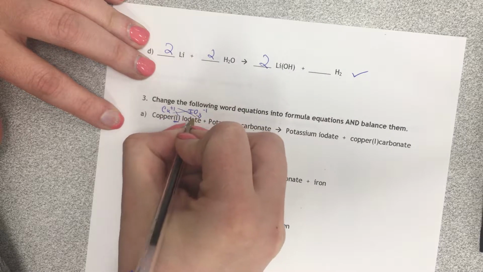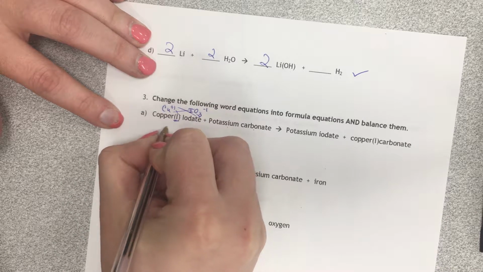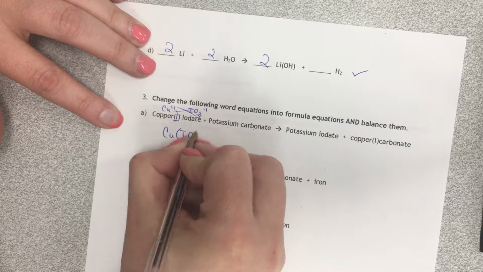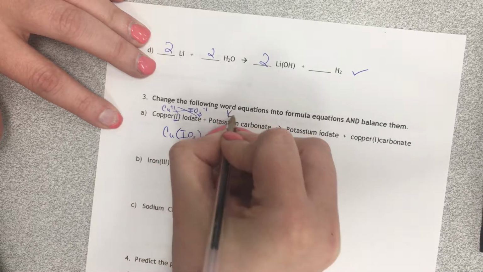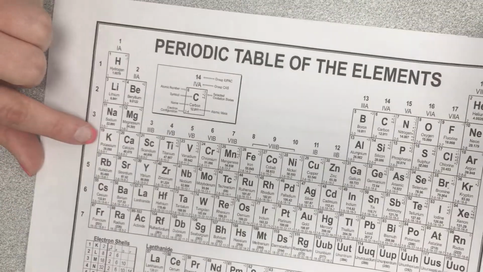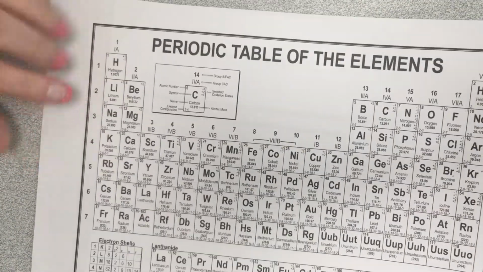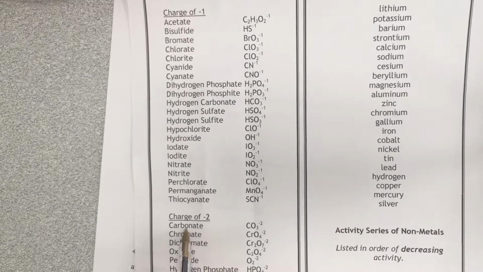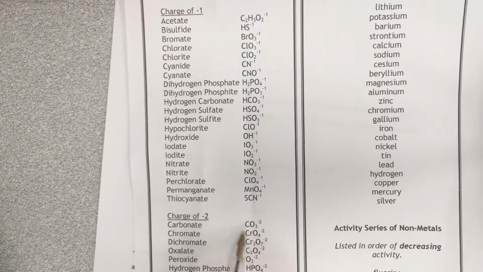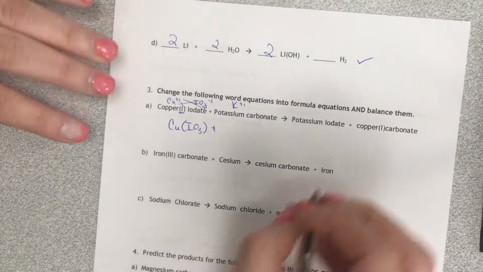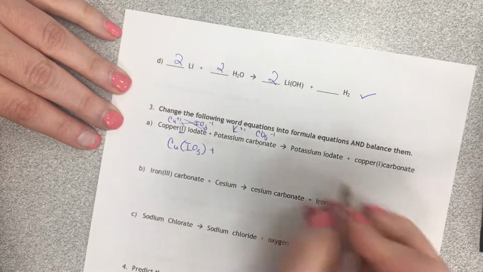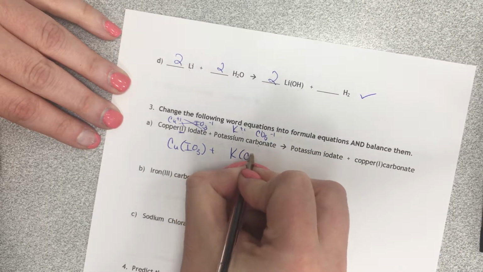They cross down, but they're a 1-to-1 ratio. So it is CuIO3. You don't have to put parentheses. Plus, we have potassium, +1 charge. I just know that. If you don't just know that, it's right here, group 1, +1 charge. Carbonate is right here, CO3 with a -2 charge. So CO3 with a -1 charge. 1-to-1 ratio again. So KCO3.